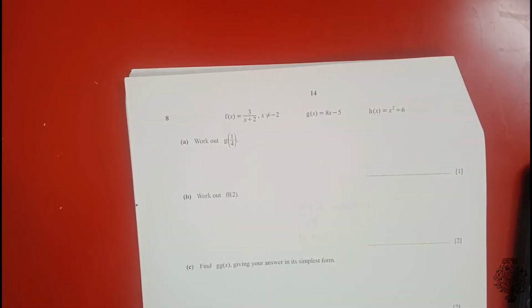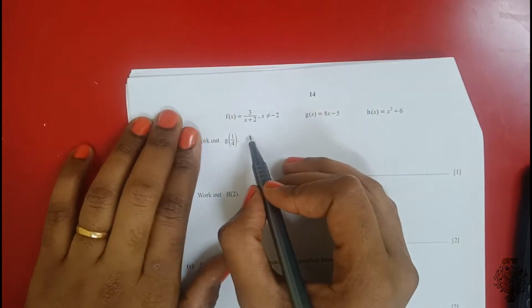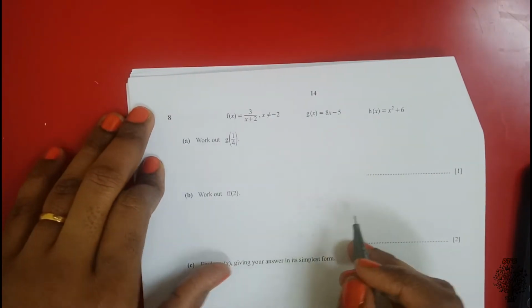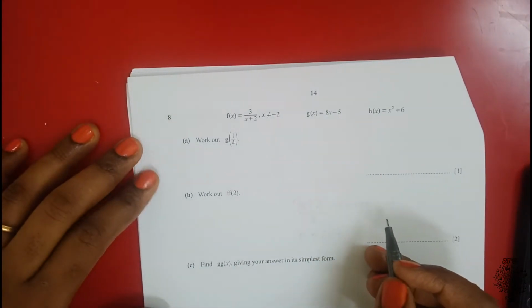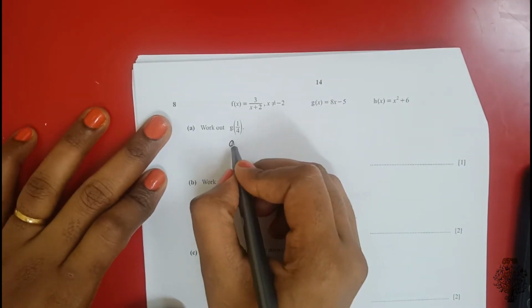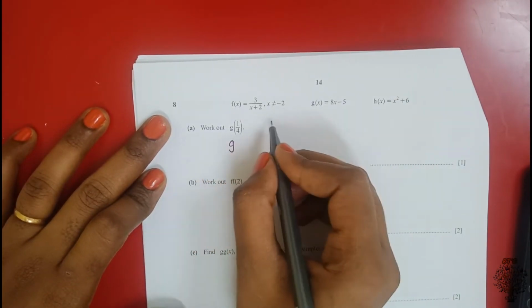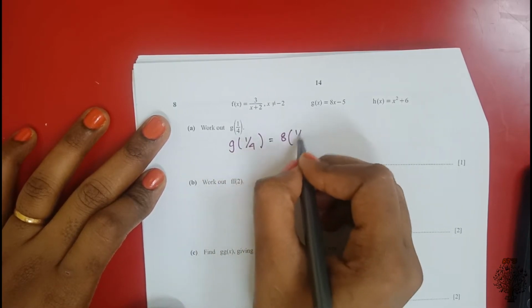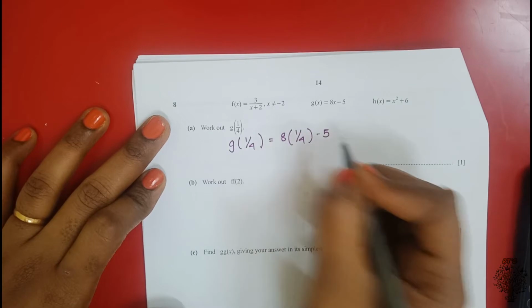Now moving to the next question. They have provided us three functions: f of x, g of x, h of x. Work out g of 1/4. Your g of x will become g of 1/4. In the place of x we will substitute 1/4.